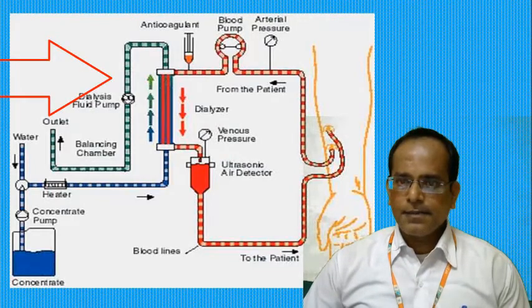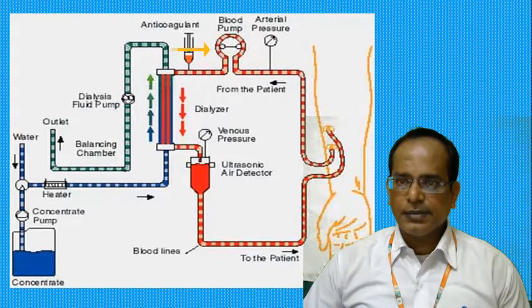In this case, blood is taken from the artery with the help of a peristaltic blood pump. When it rotates, it draws the blood from the artery. After that, it is given to the filter, which is called a dialyzer. The dialyzer has a dialysate.